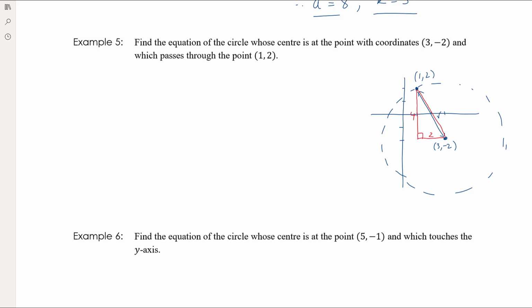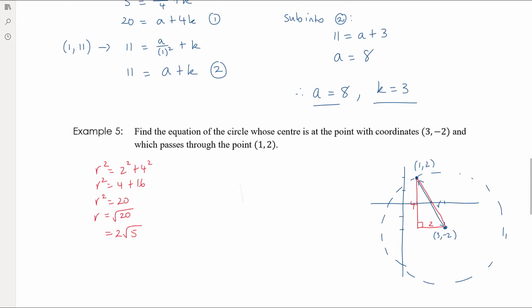Okay, so we know using that little triangle that r squared is 2 squared plus 4 squared. So r squared is 4 plus 16, r squared is 20, r is square root of 20, which will simplify to 2 root 5. Okay, so we've got the radius. In fact, probably leaving it as root 20 is easier in this instance if we think about our equation of a circle.